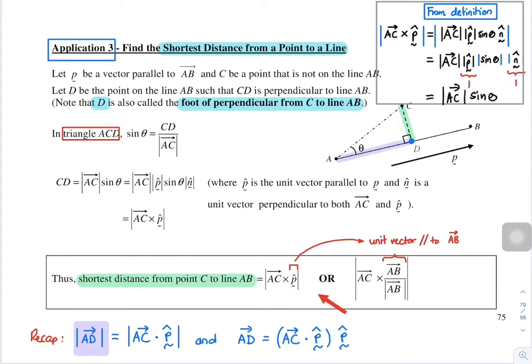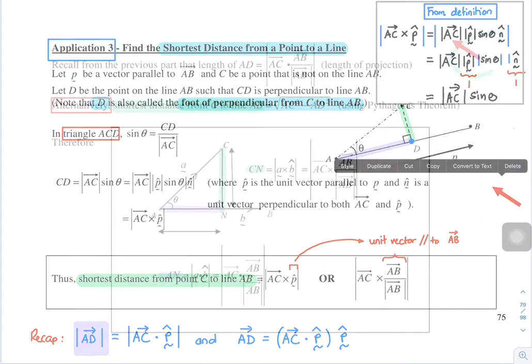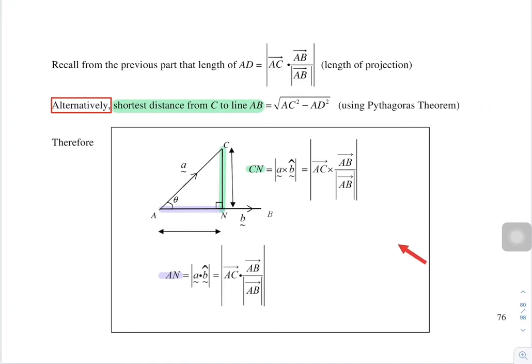Alright, another version of the same formula is we rewrite the vector in this form, and this basically is the unit vector parallel to the vector AB, where the unit vector equals the vector AB divided by the magnitude. So in summary, if we have the vector AC and the vector AB, and we are interested to find the distance CN, basically CN is equal to the modulus of the vector A cross with the unit vector parallel to the vector AB, in this case B hat.